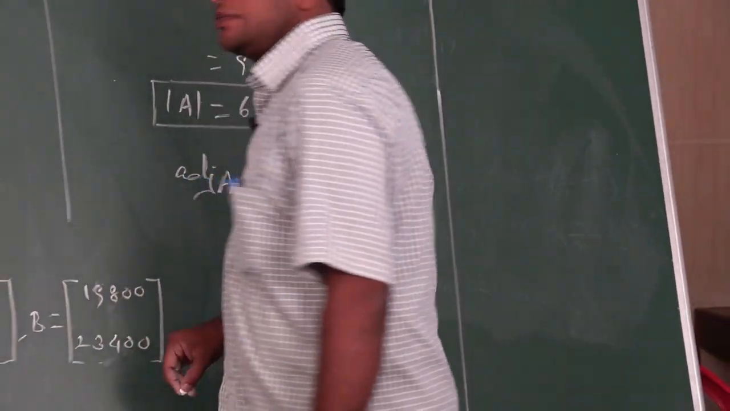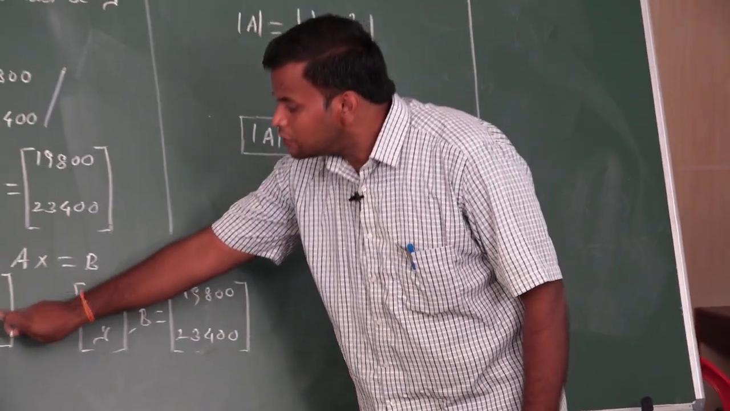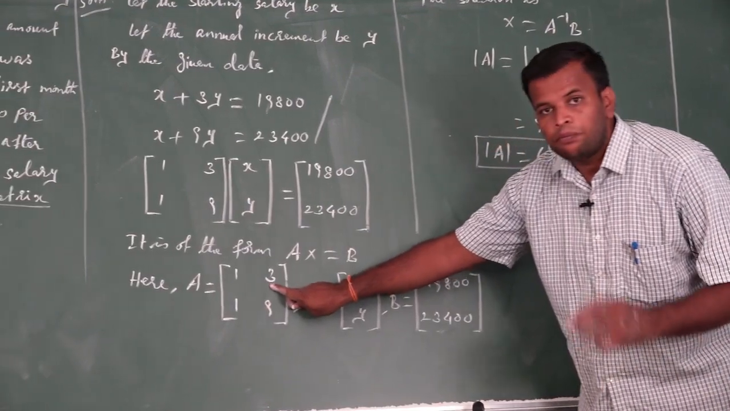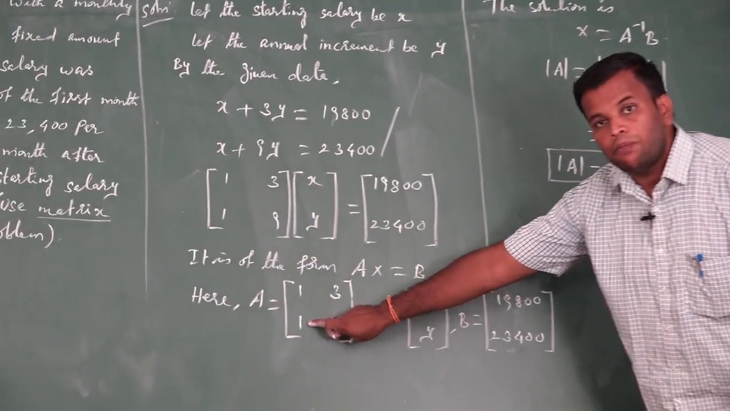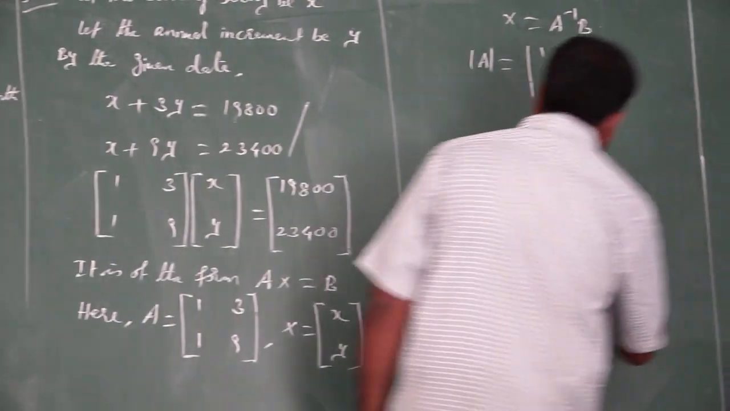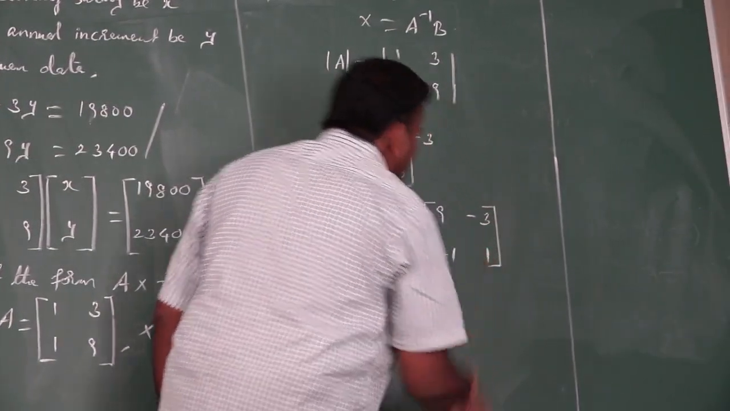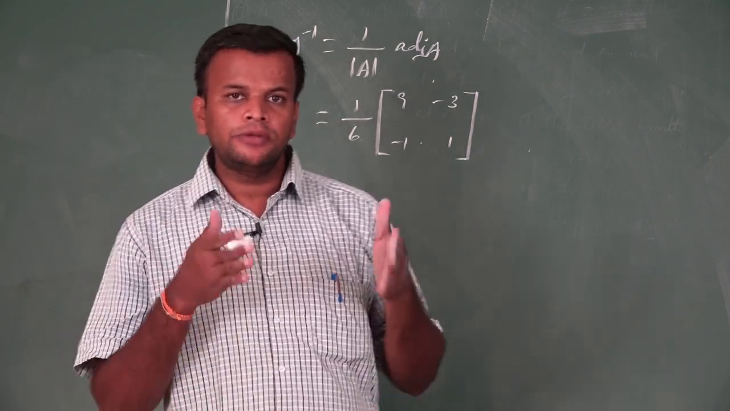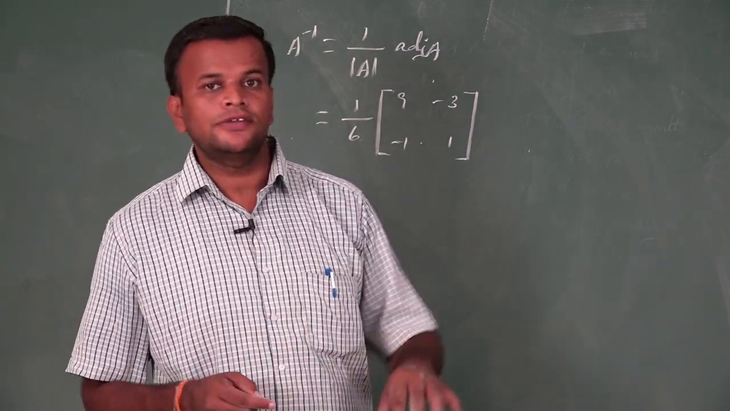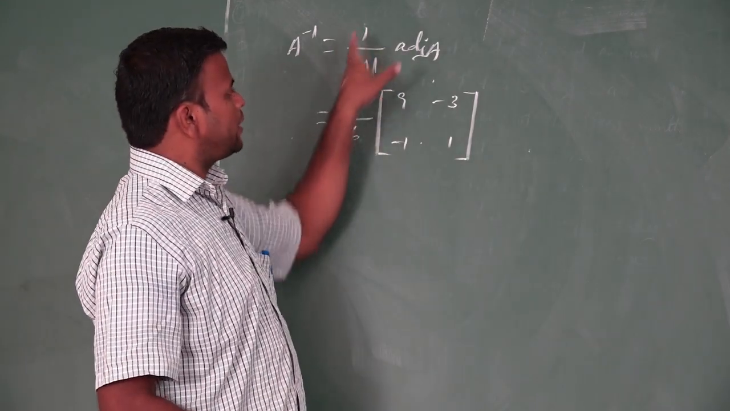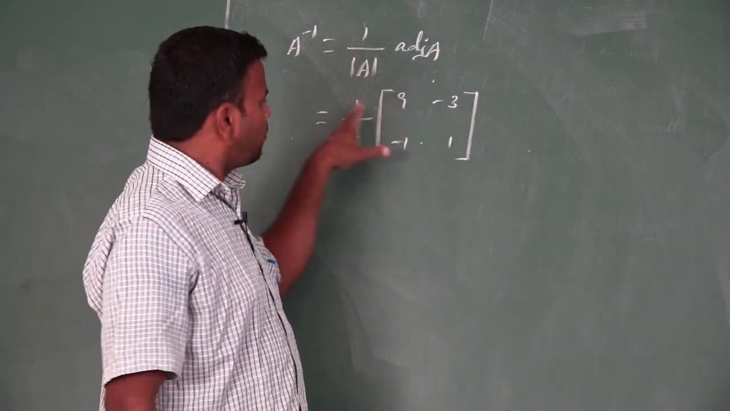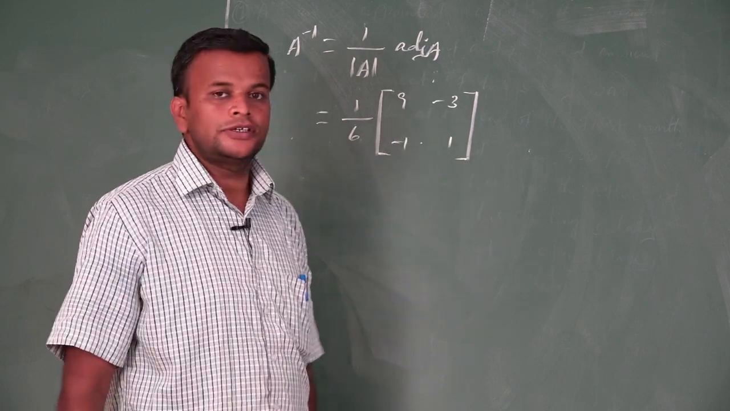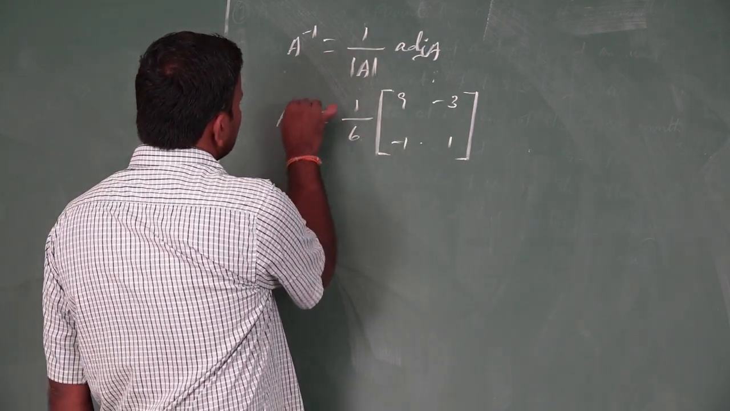Okay. Next step, we change the sign of these two elements. 3, 1 is there. So 3 becomes minus 3 and 1 becomes minus 1. Next, we substitute the values of determinant A and adjoint A in A inverse. The formula of A inverse is 1 by determinant A into adjoint A. 1 by determinant A, the value is 6, and this is the value of adjoint. So A inverse we also find.